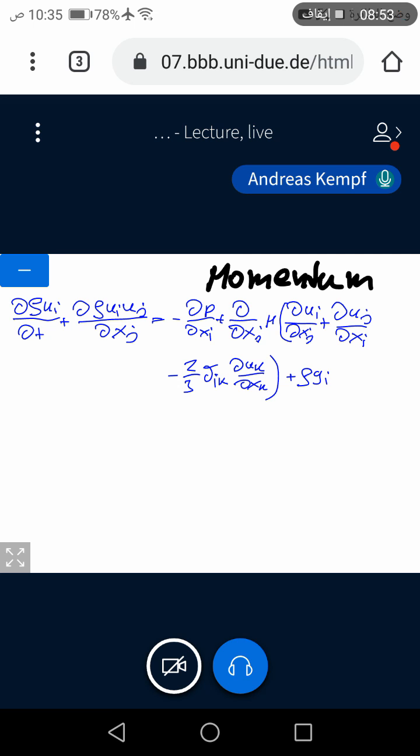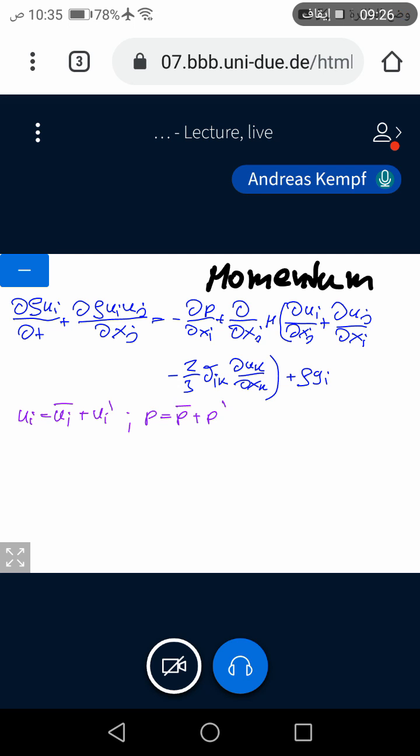Please tell me if I made a typo anywhere, but I think the equation should be correct. If anybody sees a typo, tell me, okay? So, now in the next step, we do the Reynolds decomposition. So reminder, Reynolds decomposition is the step where we say ui equals ui bar plus ui prime, and p equals p bar plus p prime. Okay?